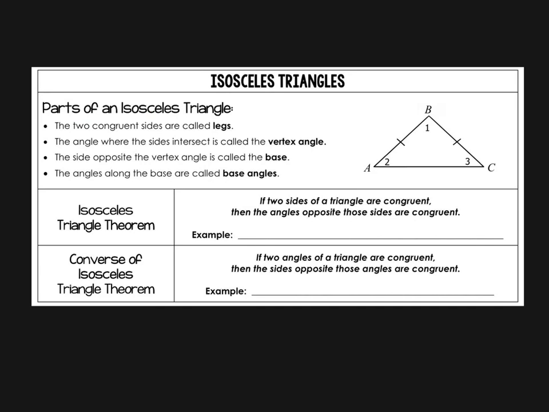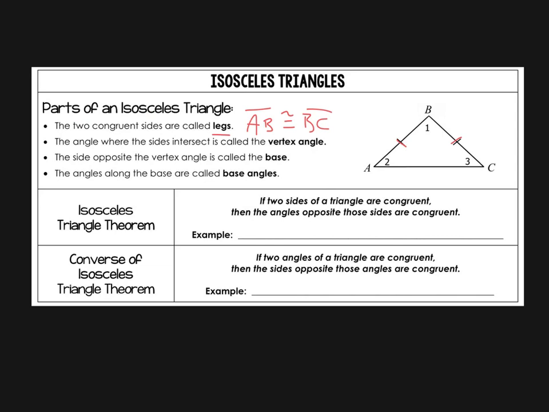First and foremost, we're going to talk about the legs. The legs of the isosceles triangle are the two parts or segments that are marked congruent. So that would be segment AB and segment BC. The legs of an isosceles triangle are always congruent. So make sure you get that part into your notes.